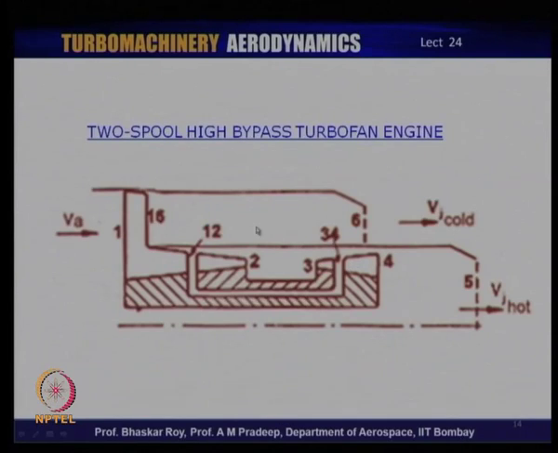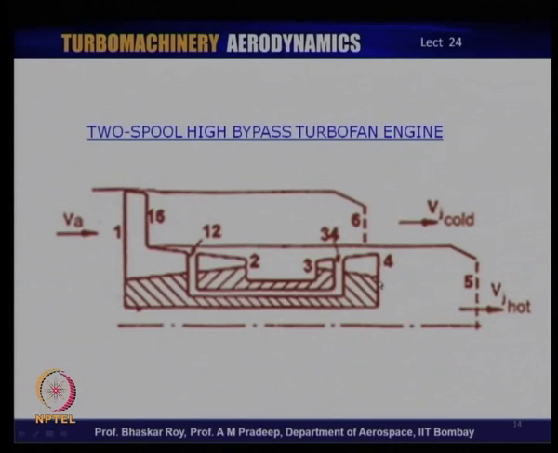Now, if you have a 2 spool high bypass turbofan, what happens is one spool, that is the HP compressor and the HP turbine spool, would remain as we saw in the last one, whereas the LP turbine spool would end up running a set of LP compressors and a very large fan, which is part of the turbofan configuration, which produces, as you know, cold thrust.